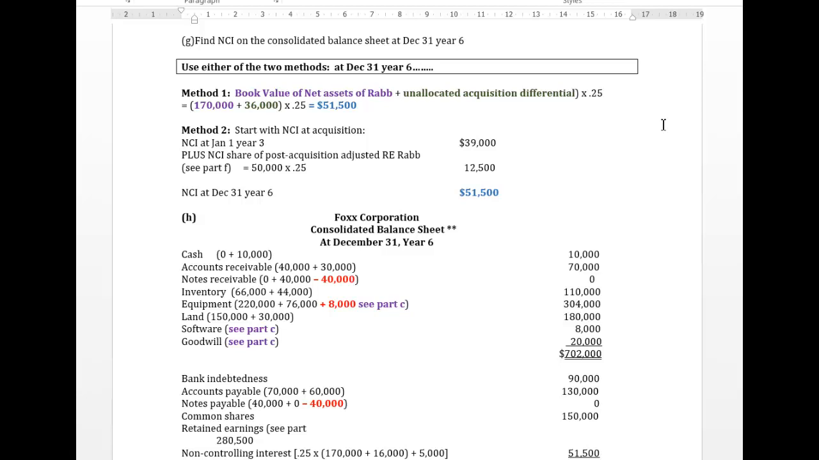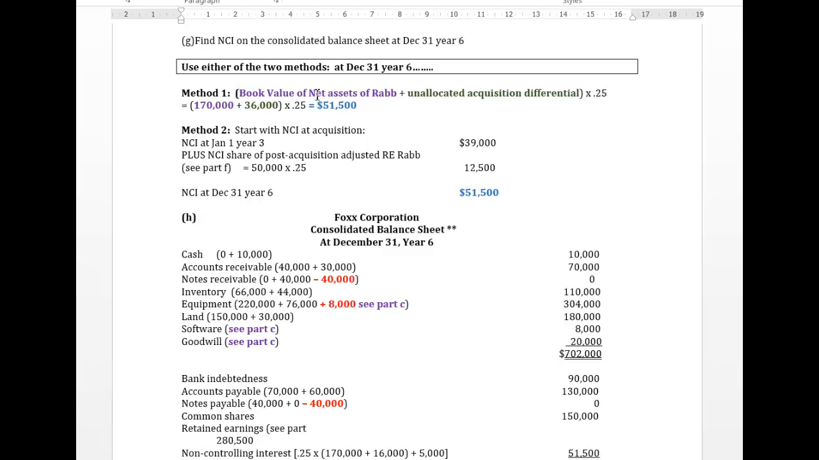Because don't forget, under method 1, NCI shareholders are shareholders in the sub. That's Rabb. Well, if you, as the parent, Foxx, are getting your 75% share of the investment, the value of the investment to the NCI represents the other 25% that you don't pick up. But the value of the investment is subsumed in Rabb's book value, which is the carrying value of net assets, which is in the equity section of their separate entity balance sheet at the end of December year 6, plus any of that fair value that you haven't yet allocated, right? That amount that's unallocated as of the end of year 6. Also, NCI picks up their share of that. So they pick up their share of the total here.